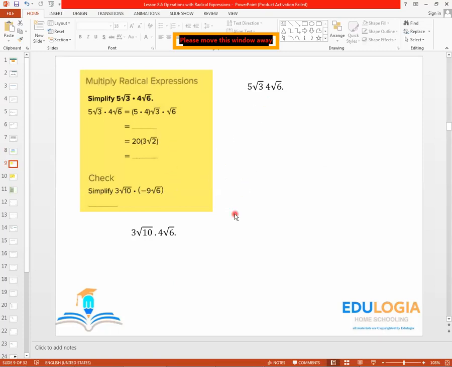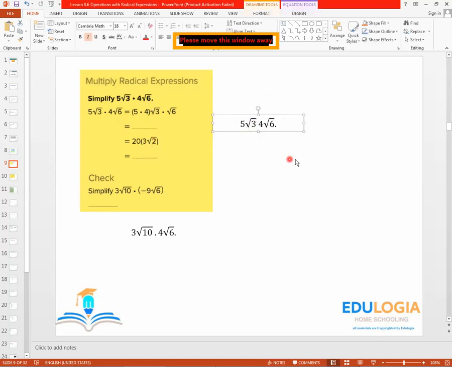Another problem is here. Simplify 5 root 3 multiplied by 4 root 6. Taking 5 and 4, multiply, it's 20. Taking 3 and root 6. Wait, root 6 is a compound of root 2 and root 3. Root 6 is root 2 times root 3. Root 2, keep it. Root 3, take it and multiply by root 3. Root 3 from here and root 3 at the start, you will get 3 out. So 4 by 5 is 20. Root 3 doubled is 3 out, and root 2 is kept here.